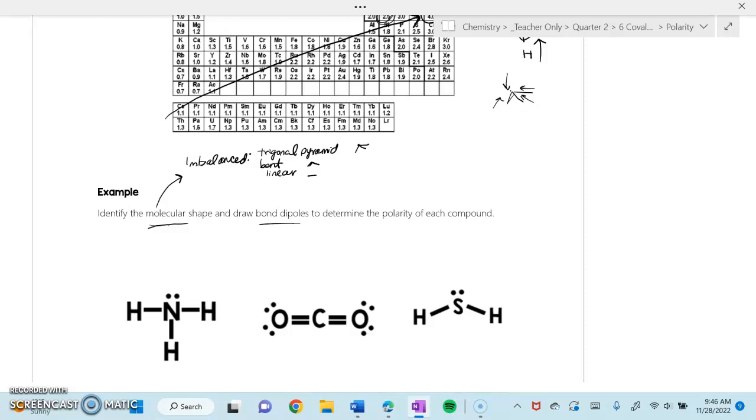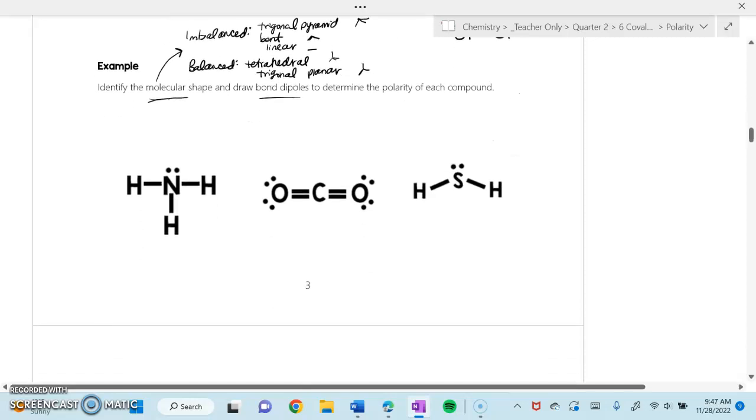Bent and linear. Ones that tend to be balanced, we just saw tetrahedral, and the other one is trigonal planar. But of course, we need to consider the bond dipoles because perhaps, for example, linear might be the same atom, or maybe it's not strong enough, like our diatomic elements. If we had chlorine, those two have exactly the same electronegativity. So even though it's linear, it is balanced, equally sharing, and would be considered nonpolar.